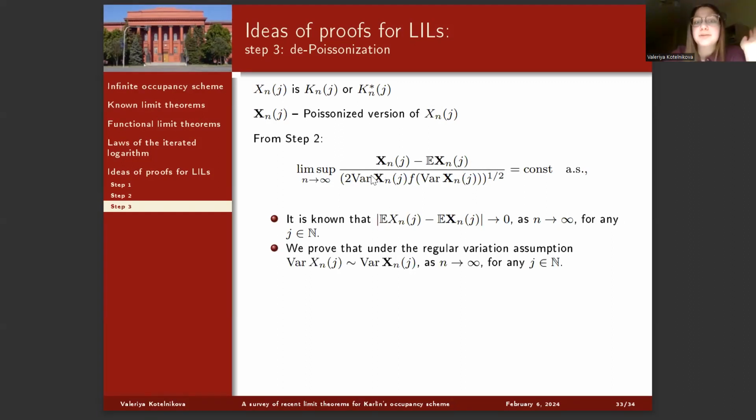The second question which we ask: okay, we can substitute the mean. Can we substitute the variance of the Poissonized version with the variance of the deterministic version? We wanted to do it a lot, however, we didn't find any results like this, so we needed to prove on our own that we can do it. So the variance of the deterministic version is asymptotically equivalent to the variance of the Poissonized version under our regular variation assumptions, because in general, we didn't manage to prove that it's true.